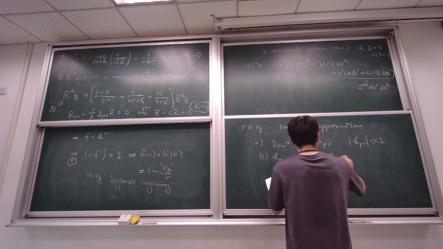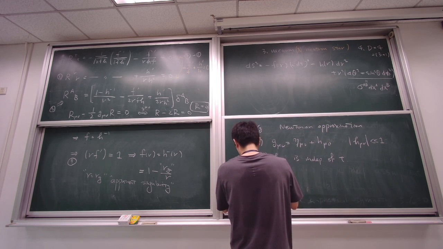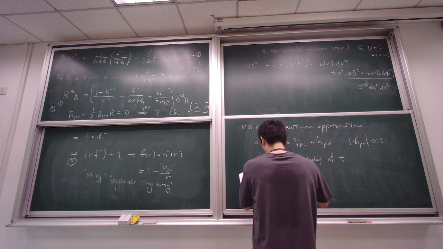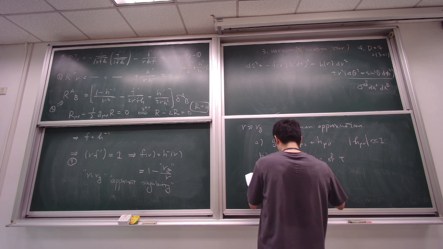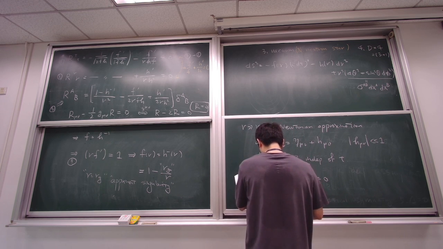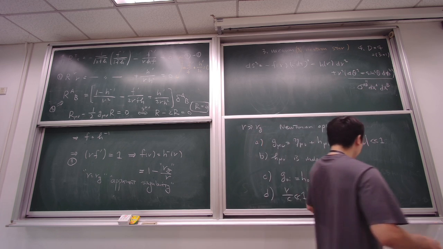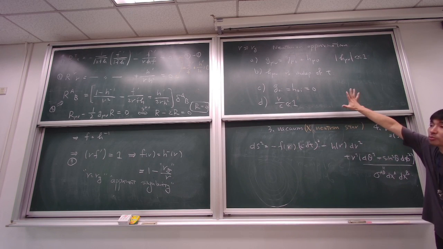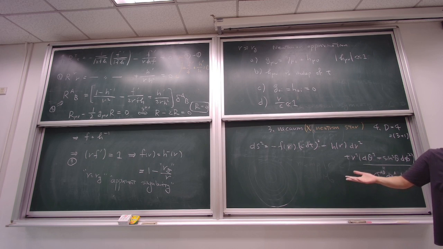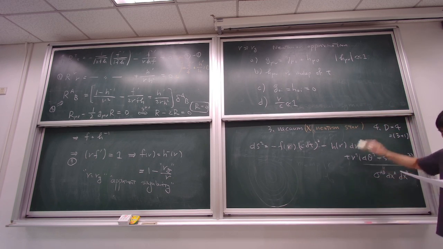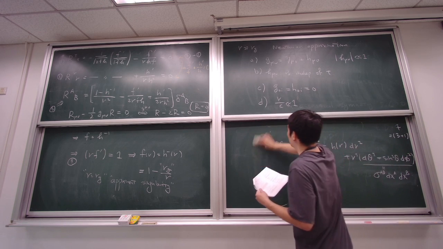This is already an assumption in the Schwarzschild black hole. And C: h0i is equal to 0. And D: the velocity of the particle in this region is small. So this is the Newtonian approximation. This is much more general than simply looking at the Schwarzschild. We assume this.